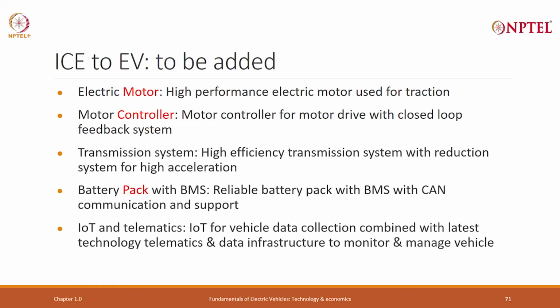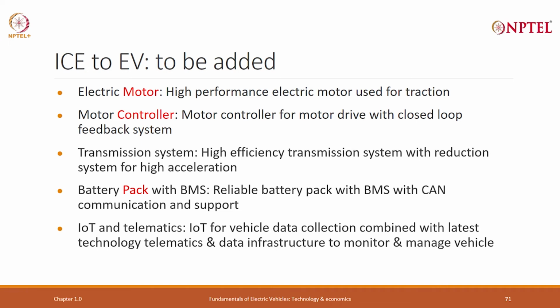Transmission system, high energy transmission system with reduction system for high acceleration. Normally the electric motors will give you fairly large range of torque and speed, depends on that, also will evolve, will take 4 or 5 years before you can get there. Intermediate you may have a few gears, not too much. Battery pack with BMS is going to be a very important component. That is a replacement of fuel tank. Reliable battery pack with BMS with all kind of CAN communication and support.